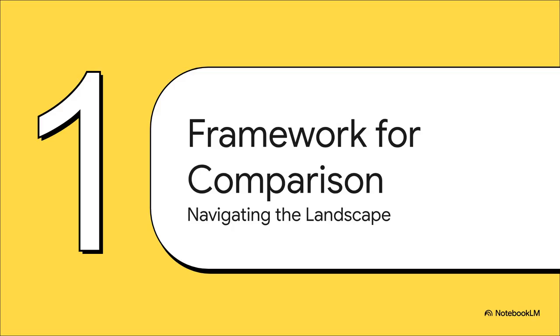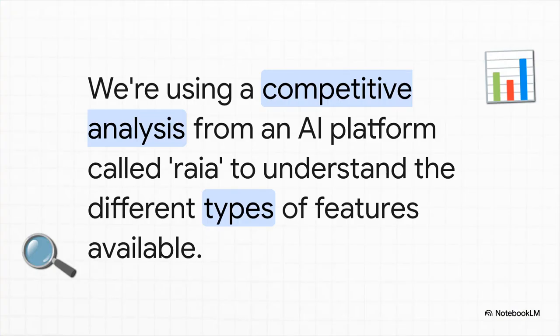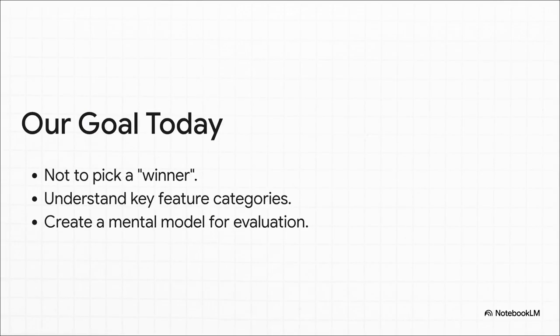To build our little framework, we're actually going to use a map created by one specific AI company as our guide. That company is called Raia. They put together a really detailed feature comparison of their own platform against a few others. Now, I want to be super clear about this. We are not here to say they're right or to endorse their product. Not at all. We're just using their data as a lens, a way to understand the different kinds of features that are out there.